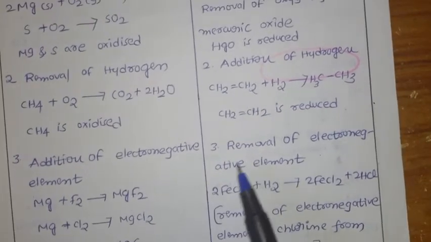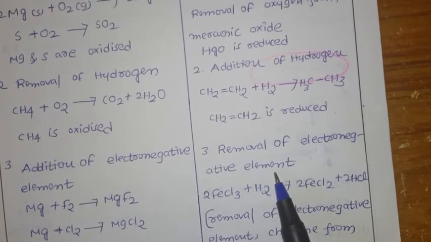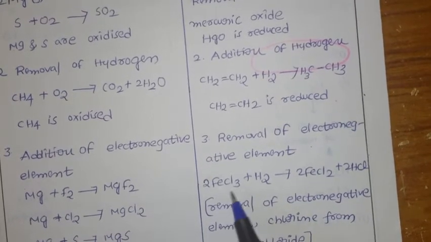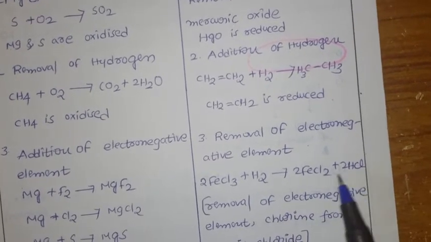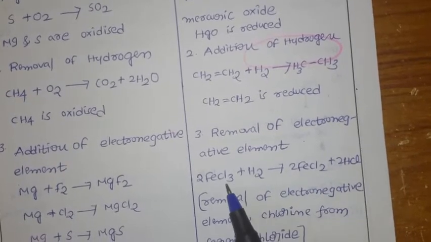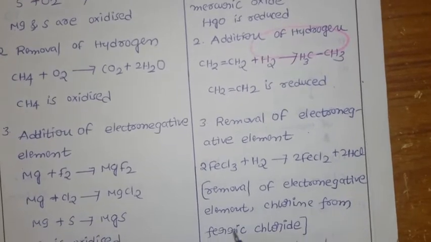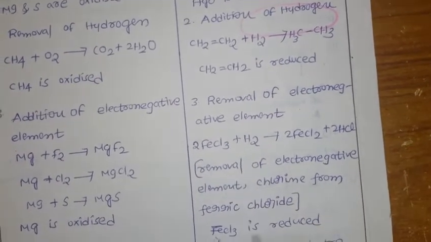The third definition of reduction, the reverse of this, is removal of an electronegative element. Ferric chloride FeCl3 on reaction with hydrogen gives FeCl2 plus HCl. Here one chlorine atom is removed. You remove the highly electronegative element, chlorine, from ferric chloride. So here ferric chloride is reduced.